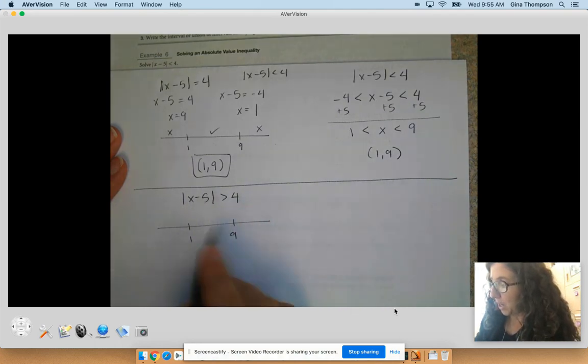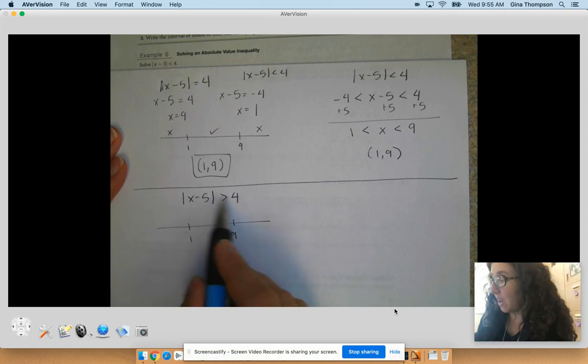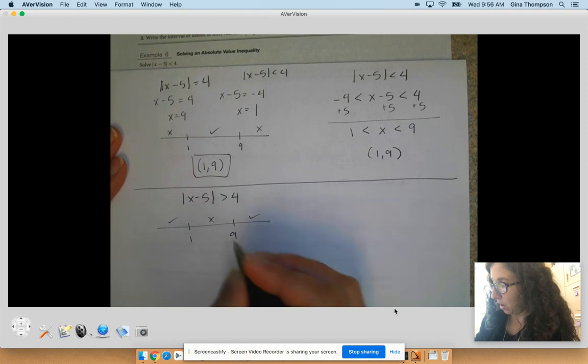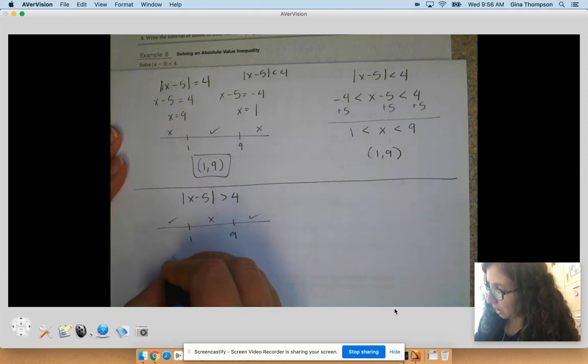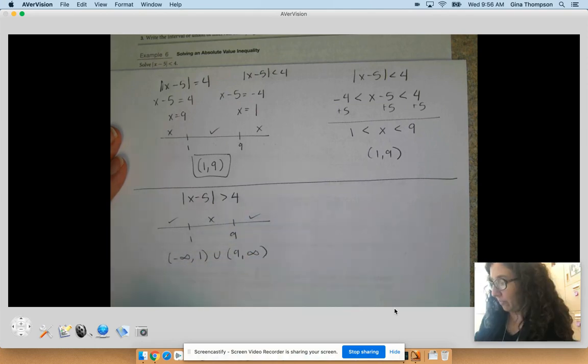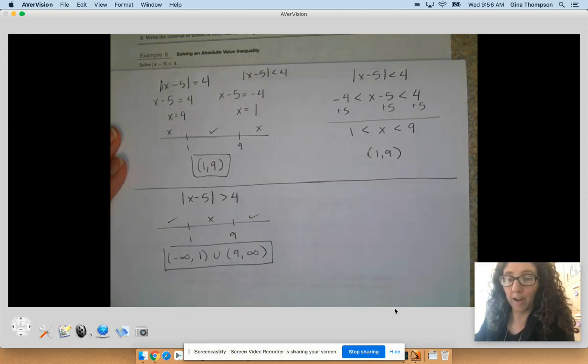So I'd have my 3 intervals to check here. But now when I plug in 0, 0 minus 5 is negative 5, and the absolute value is 5. Yeah, that works, right? This one's going to work, and that one doesn't work. So now my interval would be negative infinity to 1 and 9 to positive infinity. Okay?